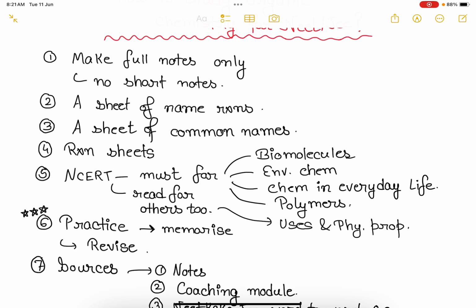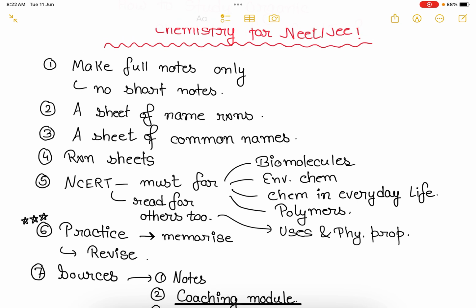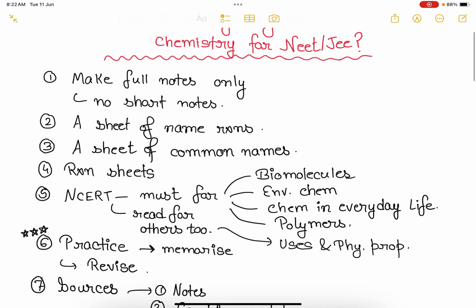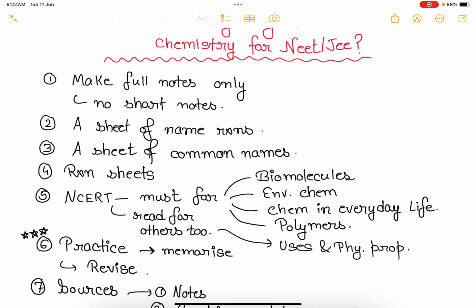So friends, the first point is never ever make short notes of organic chemistry. Make full notes only, because making short notes is a complete waste of time. I'm talking only about organic chemistry, not any other subject. For physics and physical chemistry it is a must, but for organic chemistry, don't make short notes because it will be a complete waste of time. Only make full notes, and make them in such a way that they become your short notes, so that you revise the full notes repeatedly, because each and every point is important as far as organic chemistry is concerned.